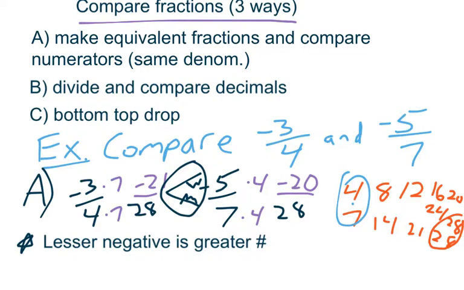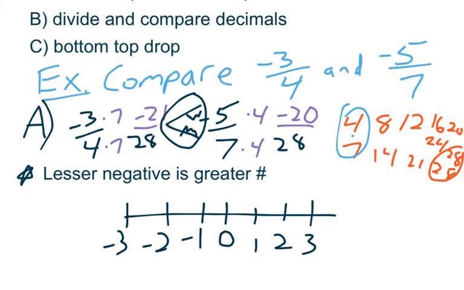And I don't just have to memorize that. I can just look at a number line. I know on a number line that the more positive numbers are to the right, the more negative numbers are to the left, and the greater numbers are more positive. So, for instance, negative 1 is greater than negative 2 because it's further right on the number line.